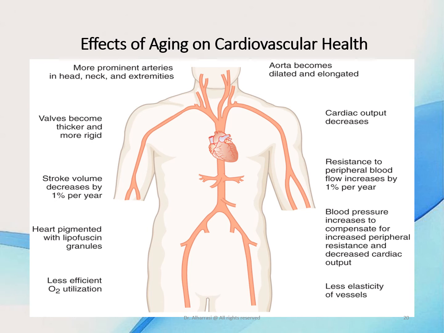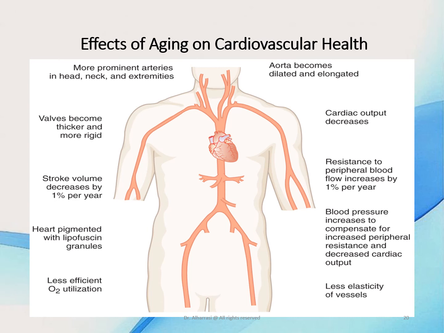There is also less efficient utilization of oxygen. The heart is pigmented with lipofuscin granules, which is not going to affect the heart muscle exactly. However, it's one of the changes that has been observed. Stroke volume decreases by 1% per year, which is a very important thing to keep in mind, because we see that the contractility and the stroke volume decrease in older adults. Valves also become thicker and more rigid.